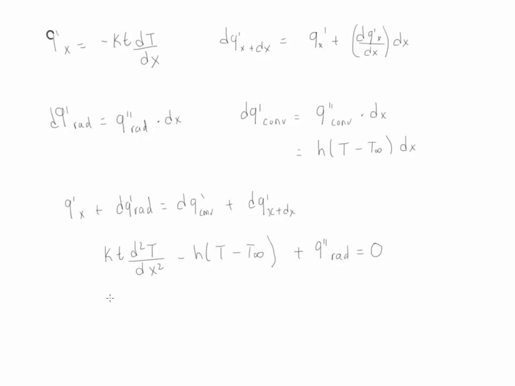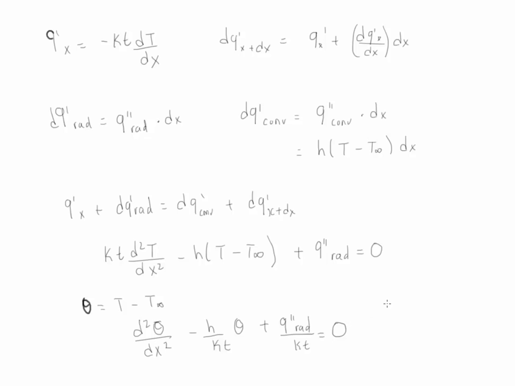Notice that at this moment, this equation is not homogeneous, due to the fact of having this T minus T infinity. We're going to use the assumption that theta is equal to T minus T infinity, and we're going to substitute this into the equation. Therefore, what we get is d²theta/dx² minus h over kt, as we divide all the terms by kt, times theta plus the flux of radiation divided by kt.